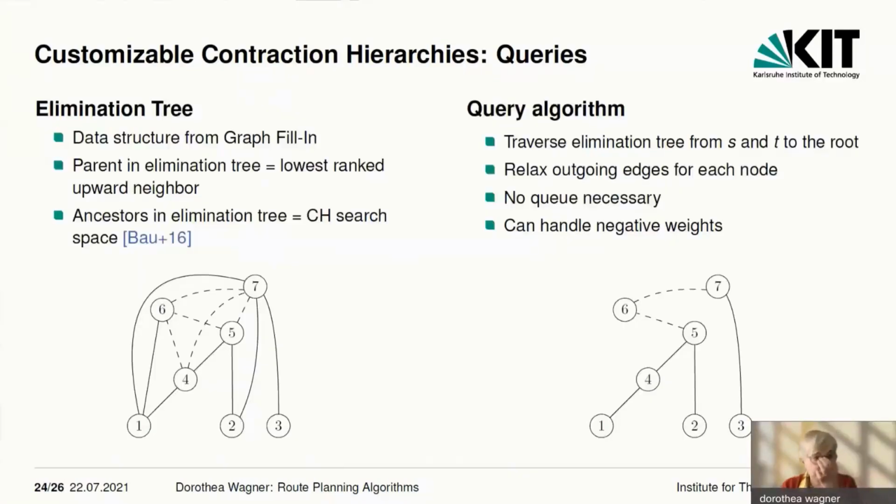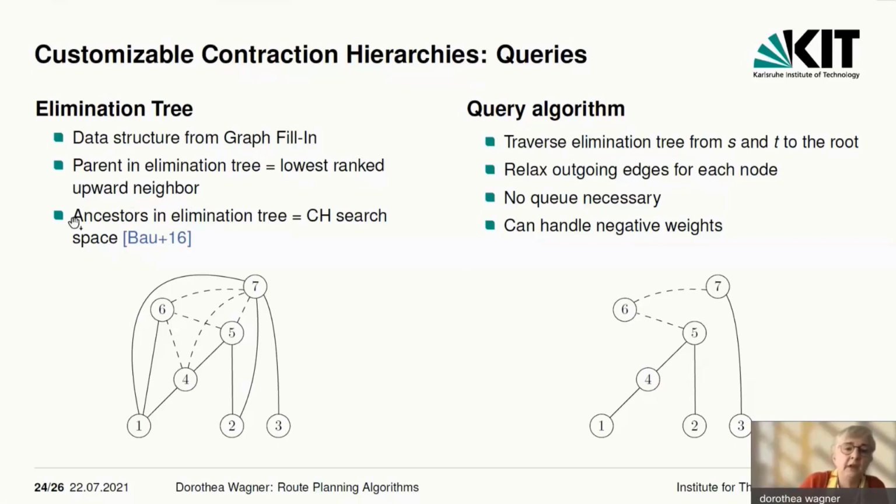We can use a data structure that's called elimination tree. And this also comes from this old theory about graph fill-in, the graph fill-in approach we used here. A data structure that's induced by the graph fill-in. Just look at our graph and the order we looked at the vertices from bottom to top. If we just take these vertices and only those edges that are edges from a vertex to the lowest ranked upward neighbor, then we get a tree.